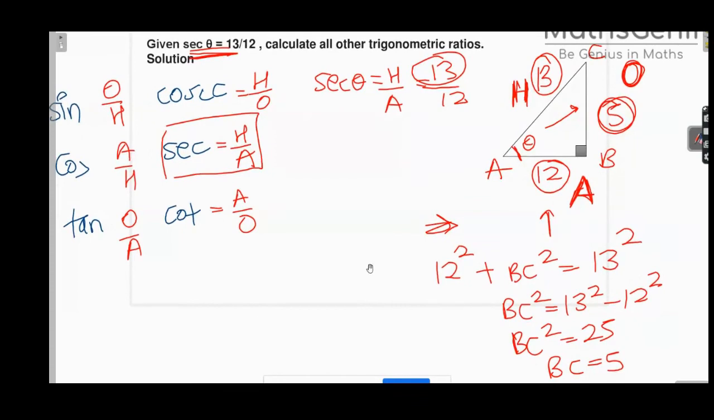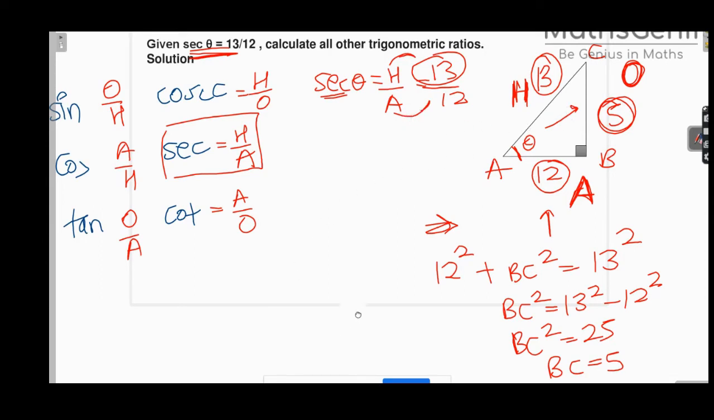And how did I understand what is H, what is A? He had given me only sec theta. What did I do? I compared it with the formula, which I already knew. I knew the formula is H upon A. So I compared. H is 13 and A is 12. I wrote it in the diagram.